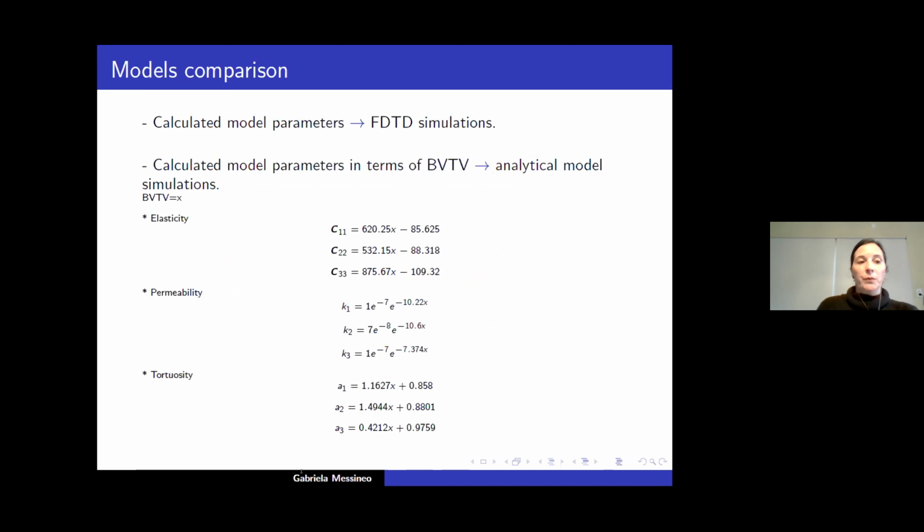So, the computed parameters were used to simulate the ultrasonic wave propagation through the material with the finite difference software as well as with the analytical model. With the finite difference software, we used the actual values, the measured values. And in the analytical model, the parameters were put in terms of the fraction volume according to the fitting shown before. In the case of the elasticity and the tortuosity, we found a linear approximation, whereas in the case of permeability, the relation is exponential.